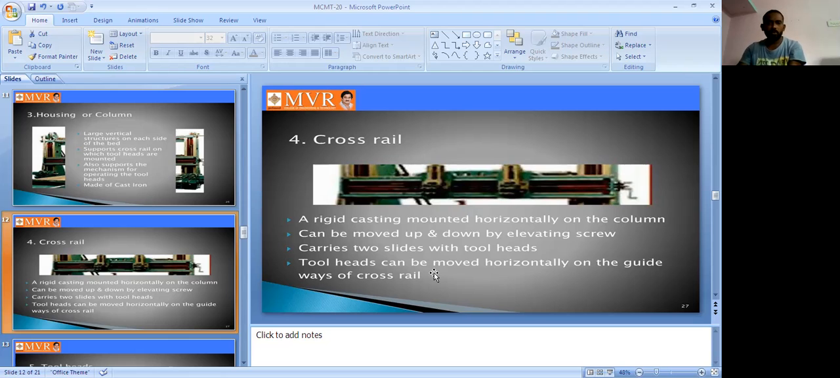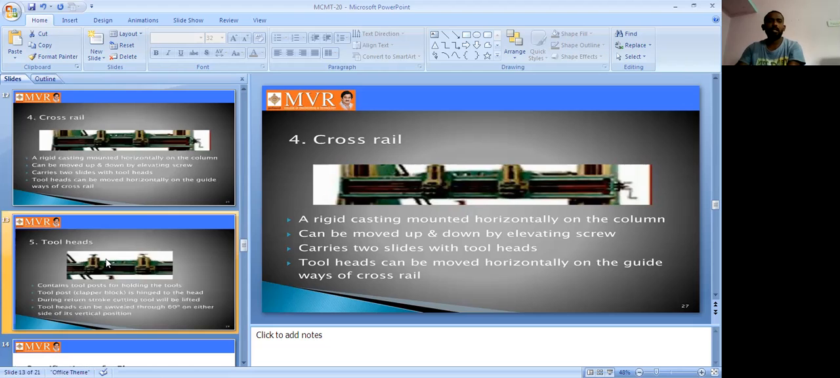It carries two slides with the two tool heads. The tool heads can be moved horizontally on the guideways of the cross rail. So the tool head moves horizontally on the guideways, while the cross rail moves in the vertical direction.